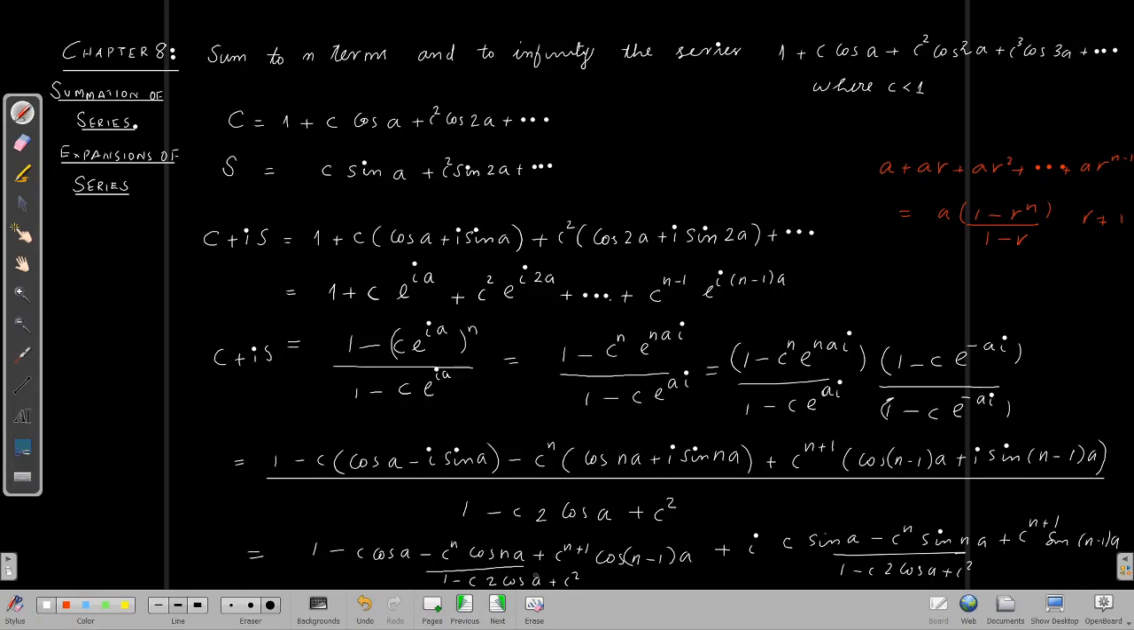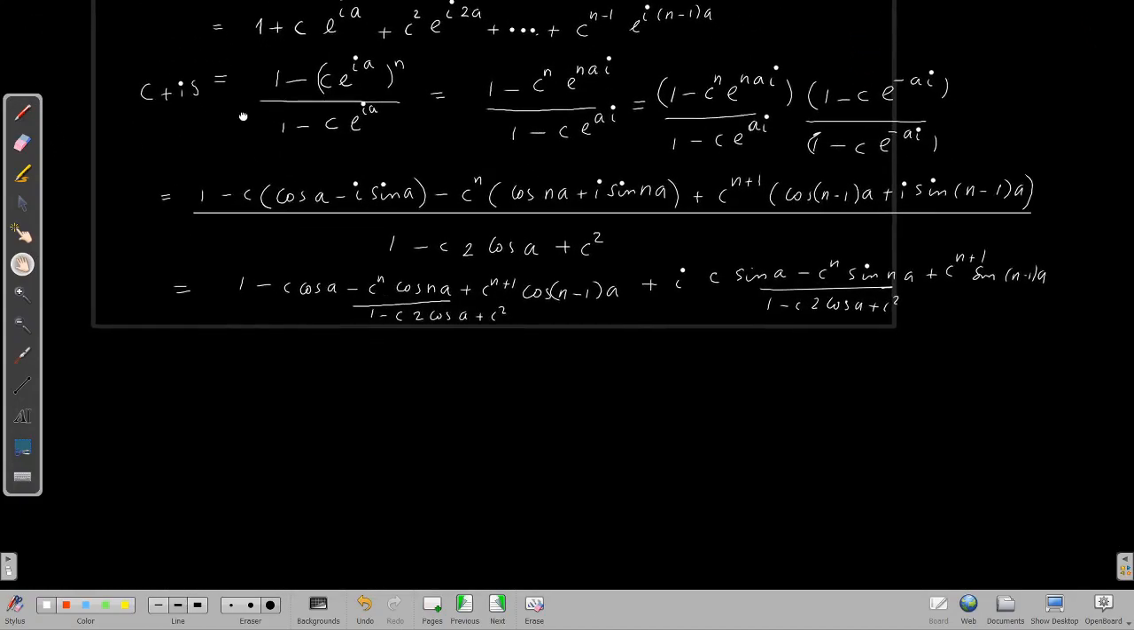Okay, so in order to get the infinite sum, we need to let n tend to infinity. Since c is less than 1, this term vanishes, because as n tends to infinity for a fraction, this quantity tends to 0, therefore this vanishes. So that will be 1 minus c cos a, divided by 1 minus 2c cos a plus c square. So that is the infinite sum. So using these two quantities, you can write the infinite and finite sum simultaneously.